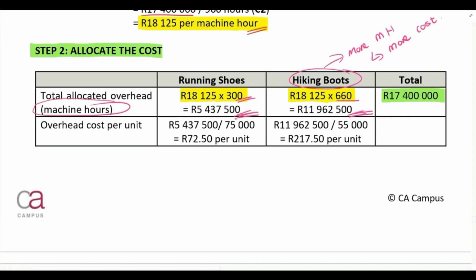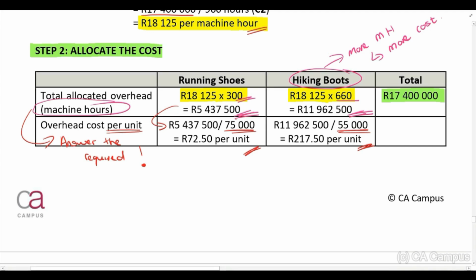And then just make sure you always answer the required. The required specifically wanted the cost per unit. So you take the total cost, you divide by the number of units, and you get a cost per unit. Make sure you actually answer the required. So that's traditional costing. Very, very simple.